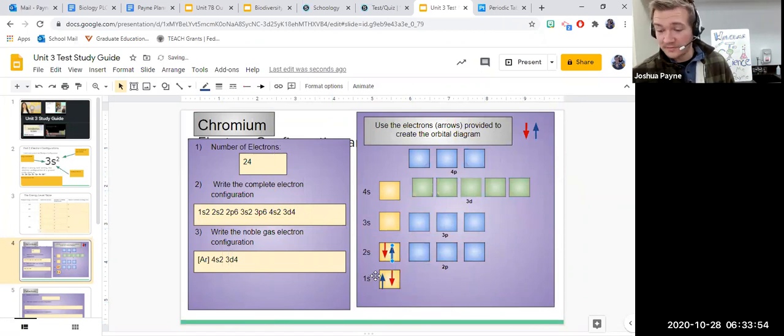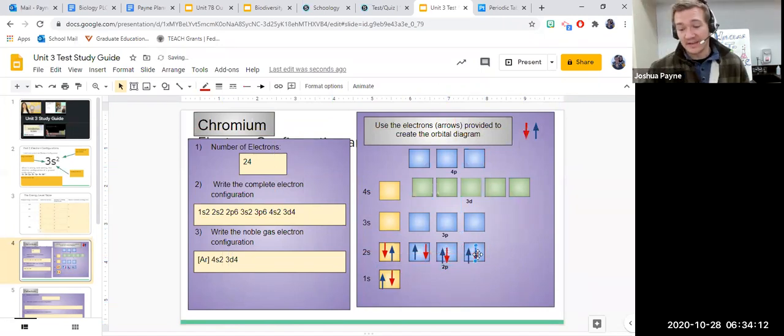So 1s, I have to fill that up before I jump up to 2s. Before I get to 2p, I have to fill up my 2s. And once I get to 2p, I have to make sure I fill every single box before I pair up. We're never, ever going to pair up unless we have all the boxes filled.